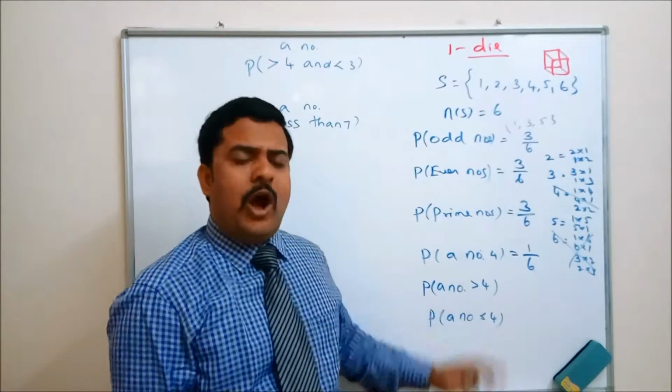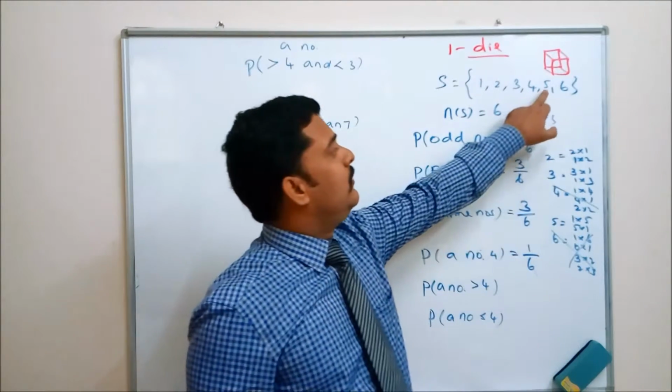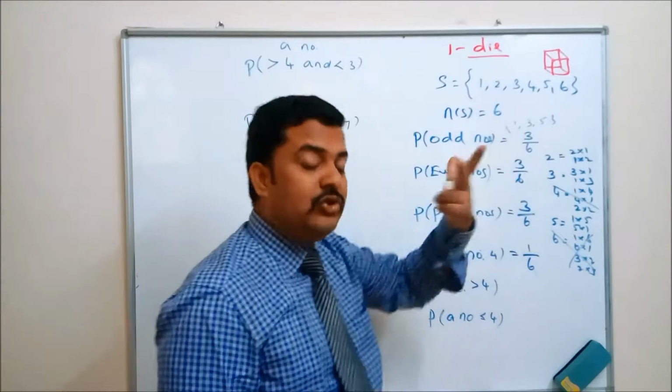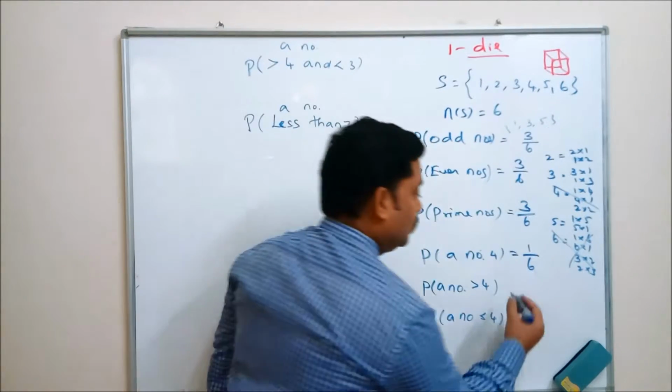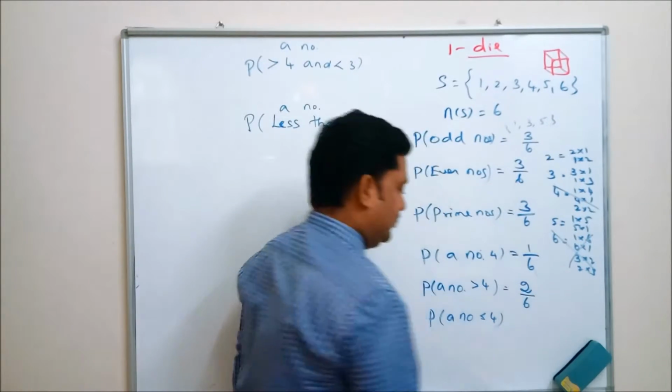A number greater than 4. How many numbers are greater than 4 here? 5 and 6, right? Good. 2 numbers. Very good. So it is 2 divided by 6.